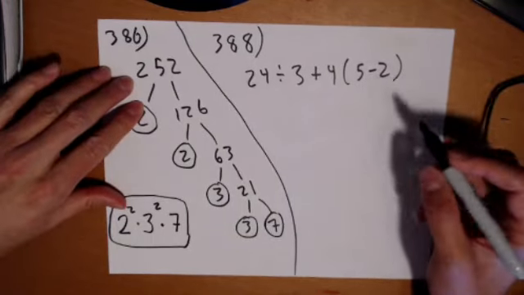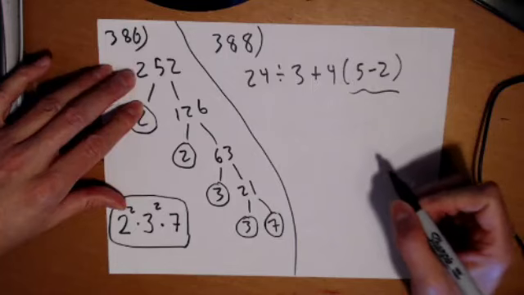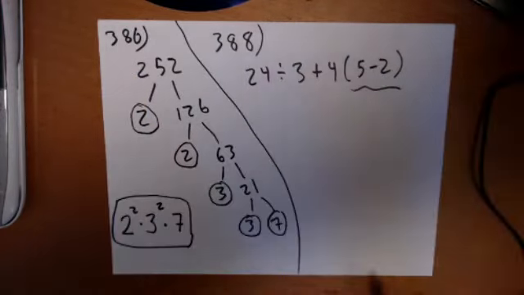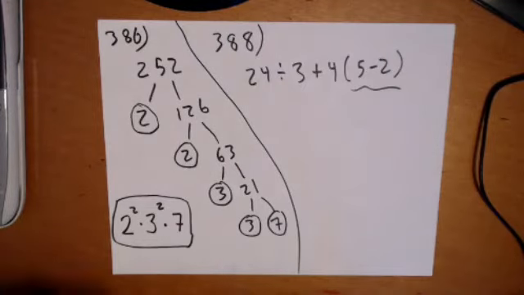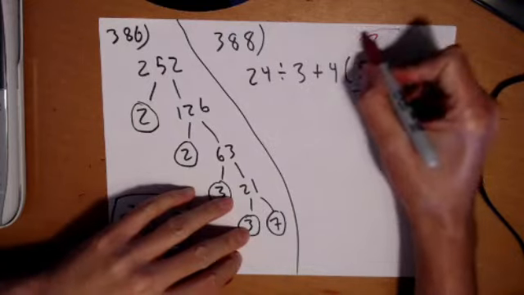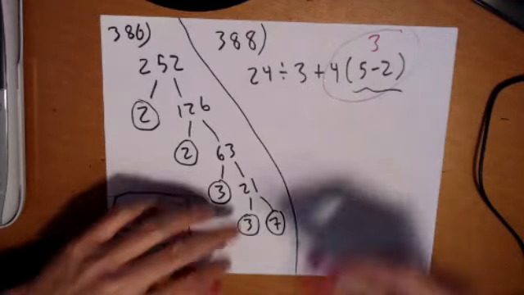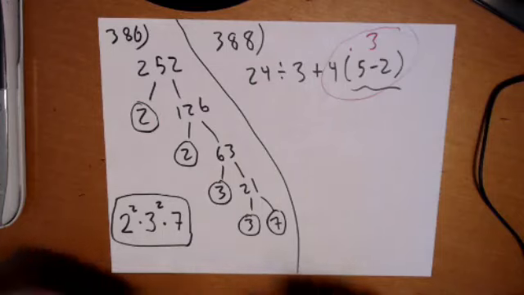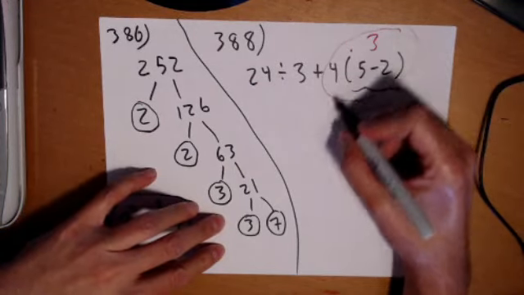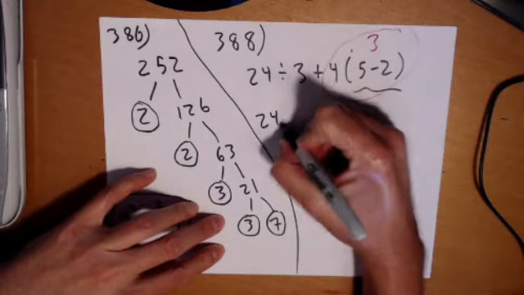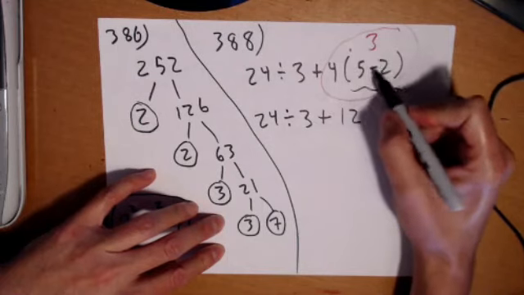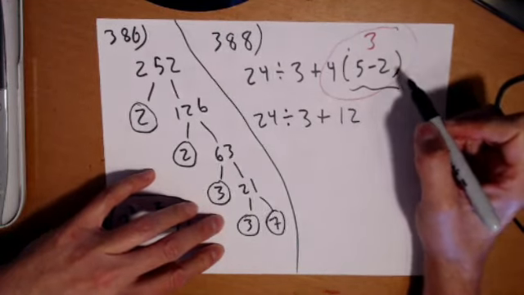Okay, so PEMDAS, I'm going to take care of the parentheses first, so that's going to clean up and give me, ooh, fancy, 5 minus 2 is 3. Then I'm going to do this 4 times 3 first, so 4 times 3 is 12. So I kind of took care of this first. 5 minus 2 is 3, 4 times 3 is 12. So 24 divided by 3 plus 12, and I kind of did 2 steps at once. Got a little lazy, hope you're cool with that.